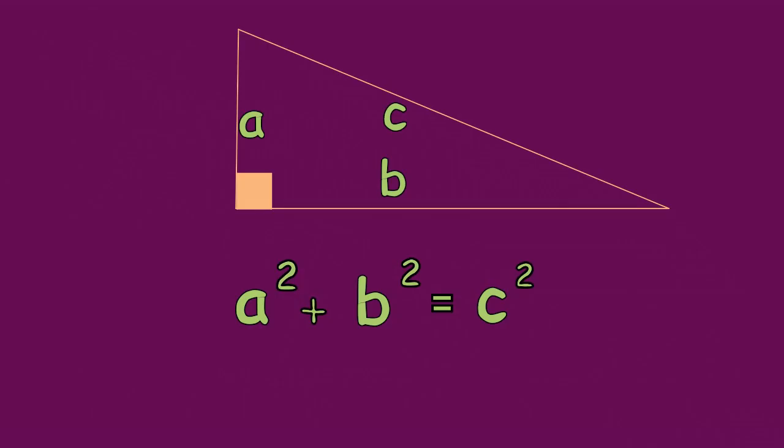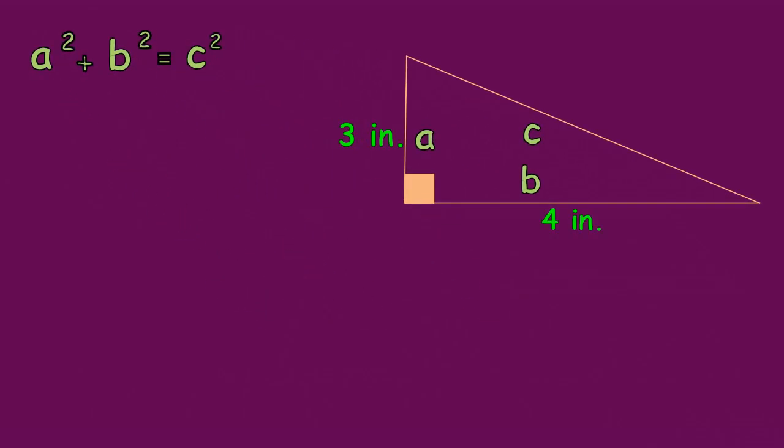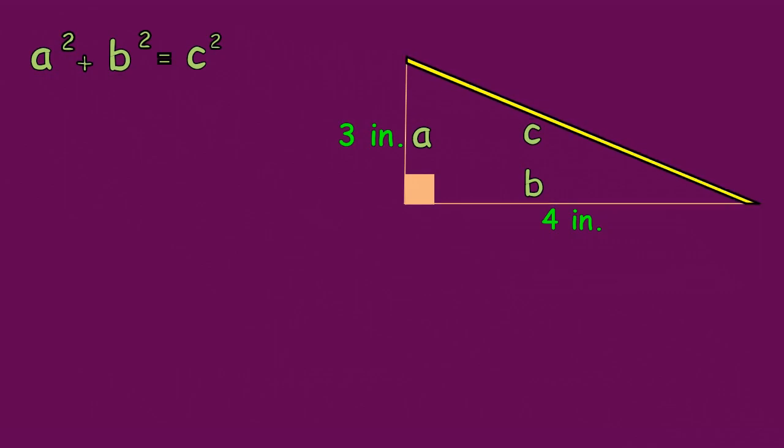Here's how it works. Let's use this triangle with side lengths of 3 inches and 4 inches. We need to find the length of the third side. We can see that this angle is the right angle because it has a little square. That means that these two sides have to be A and B. It doesn't matter which one is A and which one is B. The only thing that matters is that the longest side is C.